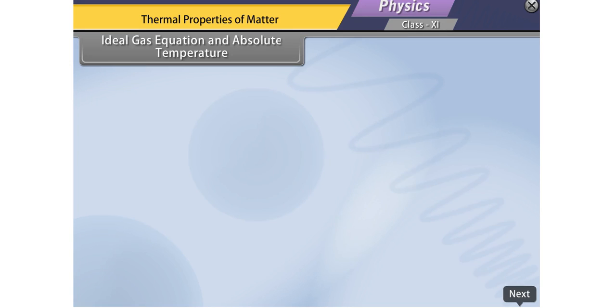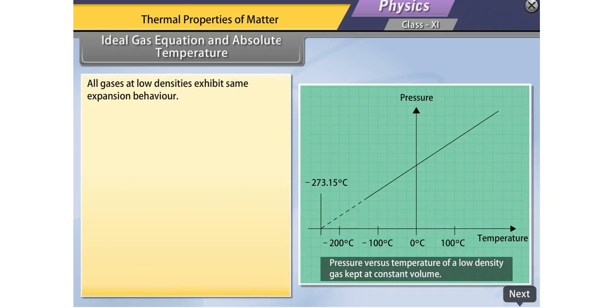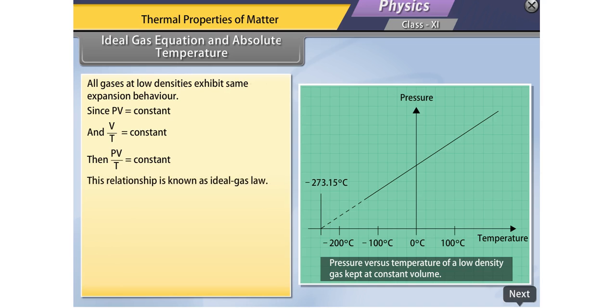Ideal gas equation and absolute temperature. All gases at low densities exhibit the same expansion behavior. Since PV is equal to constant and V/T is equal to constant, then PV/T is also constant. This relationship is known as the ideal gas law.